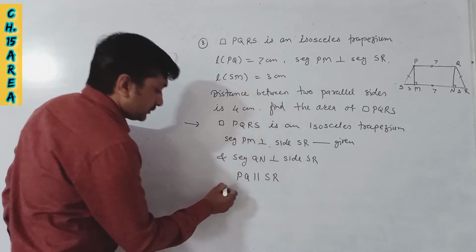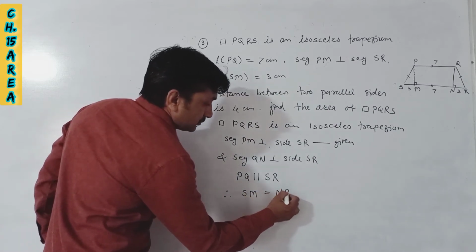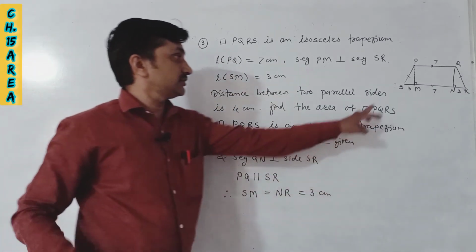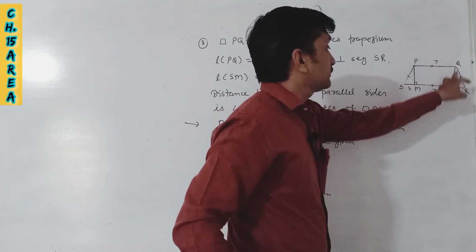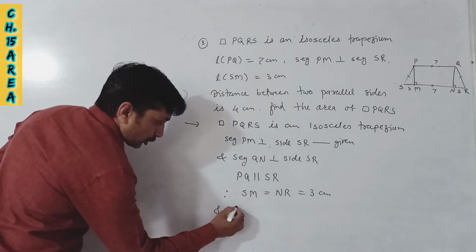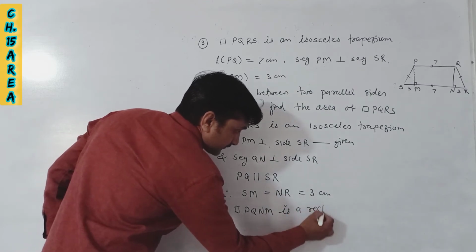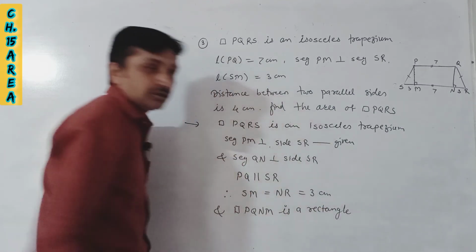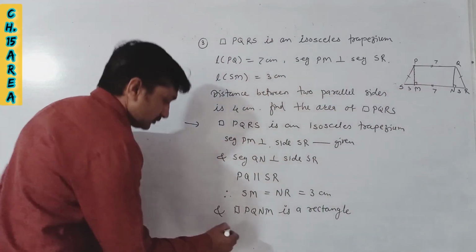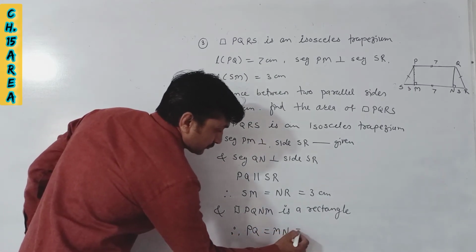These are parallel. Therefore, SM is equal to NR is equal to 3 centimeter. SM is 3, NR is 3. And this quadrilateral PQNM becomes a rectangle. If PQNM is a rectangle, opposite sides are equal. Therefore, PQ is equal to MN. Therefore, PQ is equal to MN is equal to 7 centimeter.